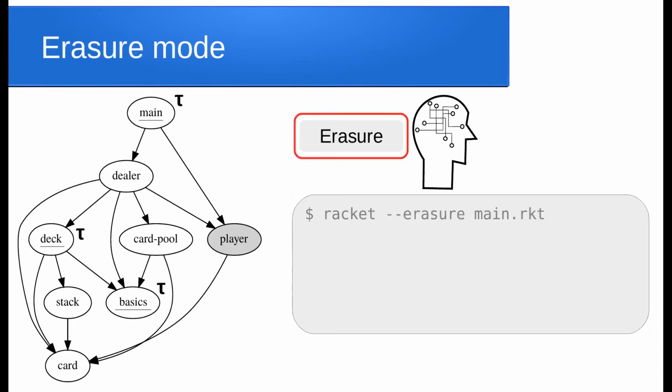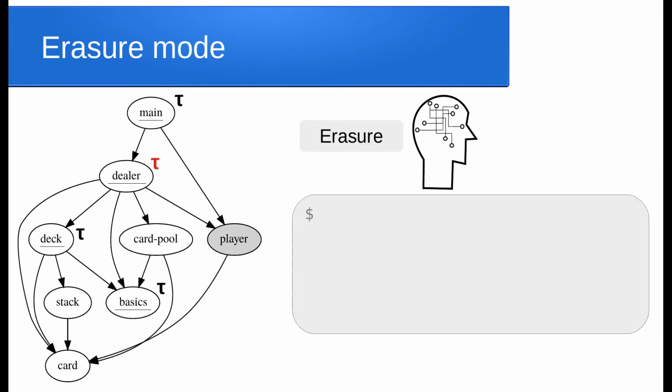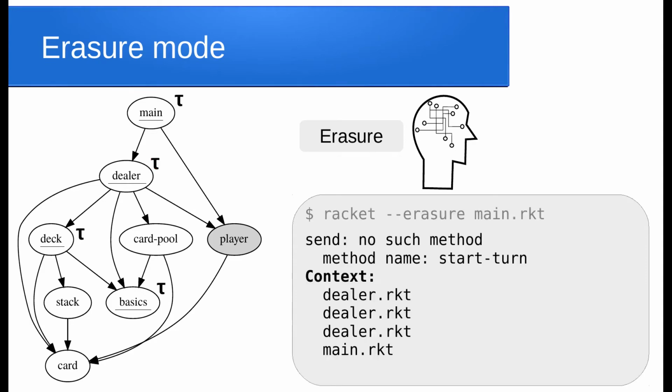Next, let's see the erasure mode. Running the program under the erasure semantics produces an error from the runtime, saying that there is no method named startTurn, and the stack trace identifies that the error happens in the dealer module. So the rational programmer will treat this as a kind of blame, and it will type the dealer module. The program still type checks, so the rational programmer runs the program again, and it gets the same error. And now it's stuck, because both of the modules identified in the stack trace are already typed. So this mode of the rational programmer fails to locate the source of the mismatch.